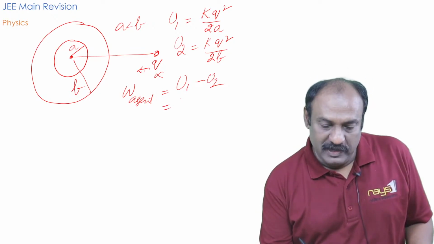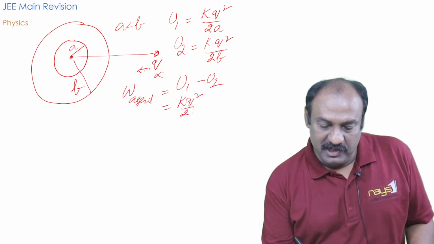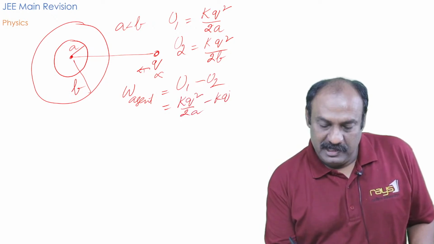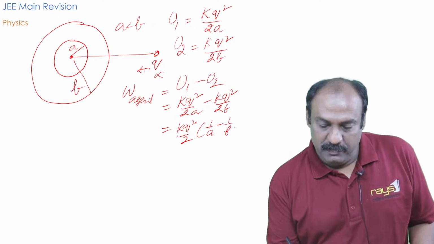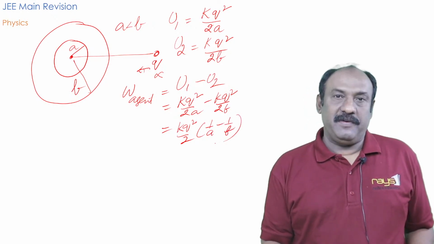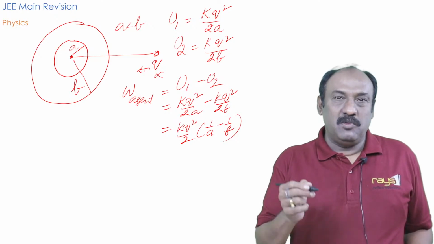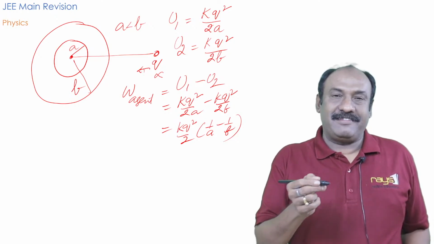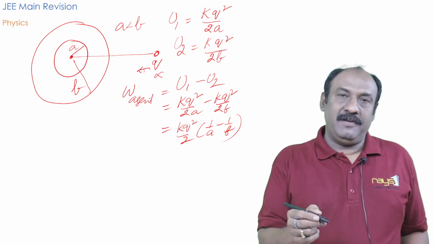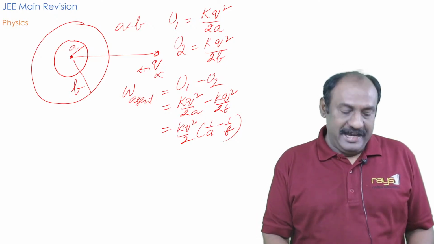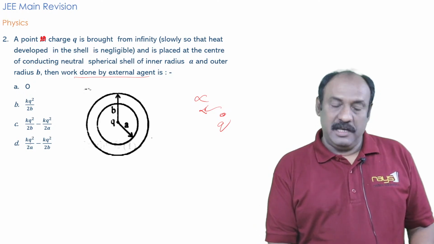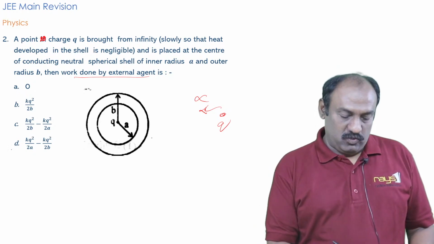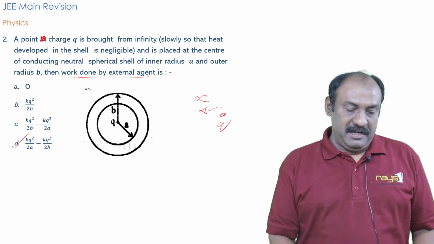In place of U1 I write it as KQ square by 2A minus KQ square by 2B. So, KQ square by 2 into (1 by A minus 1 by B) is the equation for work done by an agent to move charge from infinity to the center of the two concentric shells of radii A and B. So, according to given data, the answer is KQ square by 2A minus KQ square by 2B for question number 2.